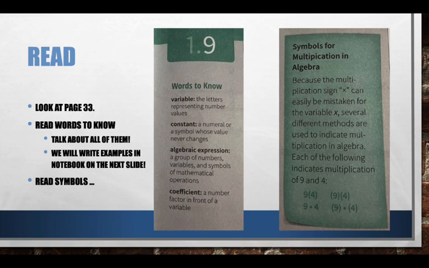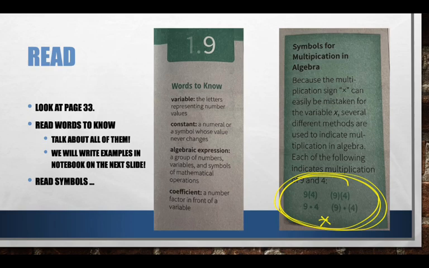It says, because the multiplication sign x can be easily mistaken for the variable x, several different methods are used to indicate multiplication in algebra. The following indicate multiplication of 9 and 4. There are several examples down here at the bottom. I can put them next to each other with parentheses, put a dot, or put parentheses around them all. I've been writing one that's not in your book, but it looks like a star, and that's the one your calculator uses. Questions?